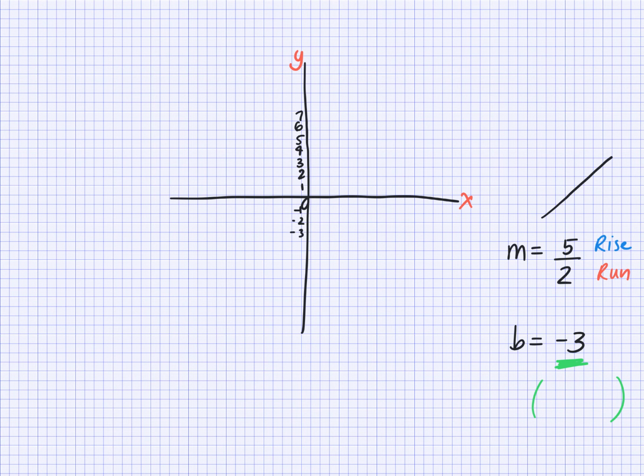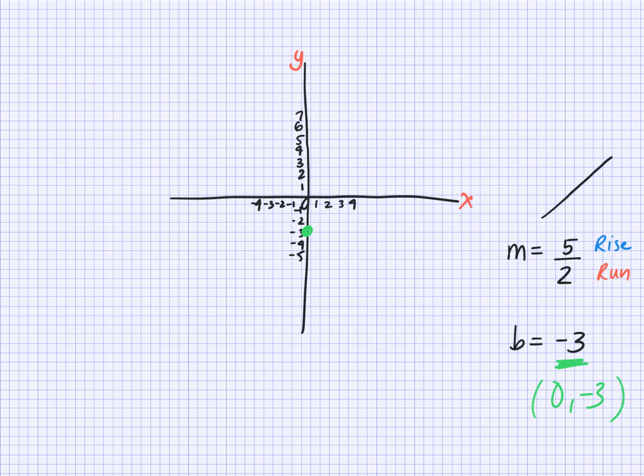Negative 1, negative 2, negative 3, negative 4, negative 5. Where would I put the point negative 3? Right here? Look here. Is this where it goes? No. Why not? It has to be the y-intercept. So the first point you're going to plot is 0, negative 3, right here. Everyone agree? That's a point on the line. It intercepts at negative 3.